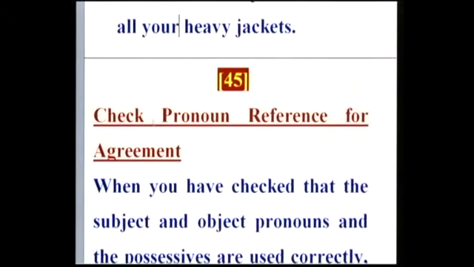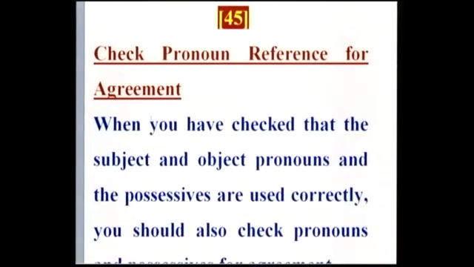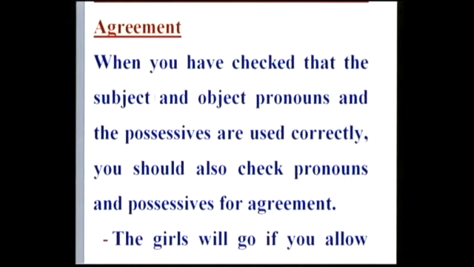The next point is checking pronoun reference for agreement. يعني ايه؟ A pronoun refers to a noun. They should agree. يعني ايه they should agree? They should agree about singular and plural, about masculine and feminine. That's it. Right. When you have checked that the subject and object pronouns and the possessives are used correctly, لما تأكد ان الحاجات دي مظبوطة, you should also check pronouns and possessives for agreement.